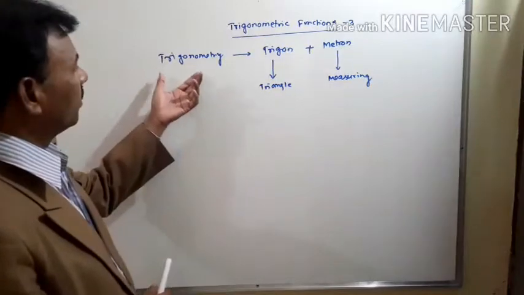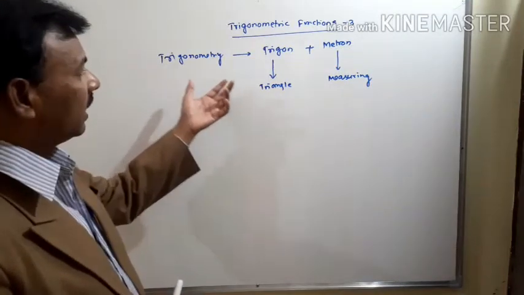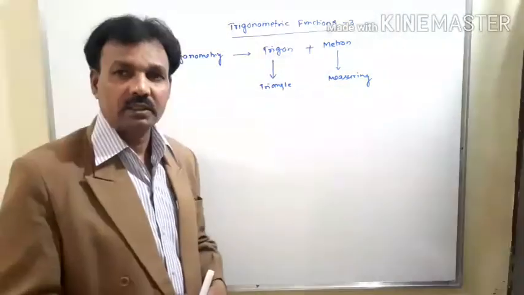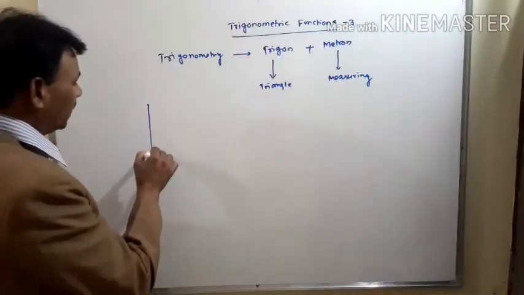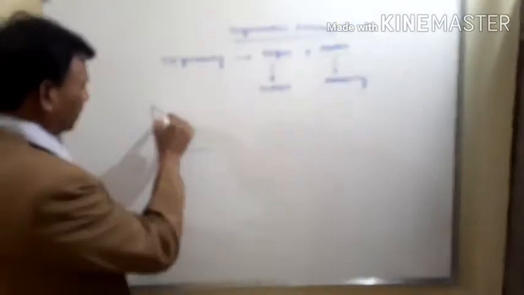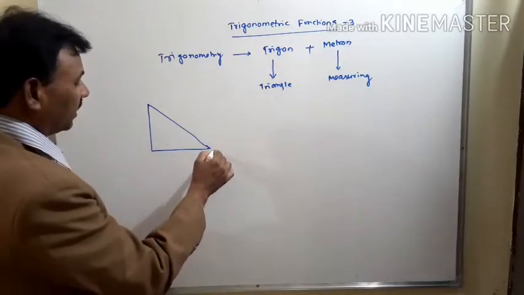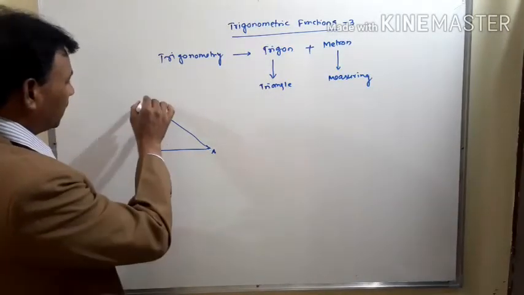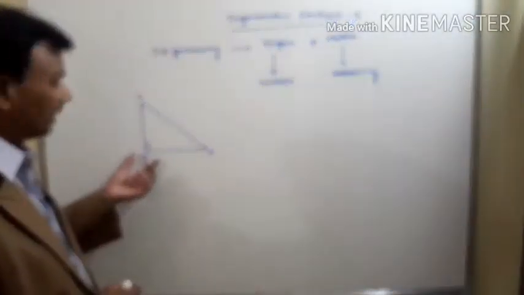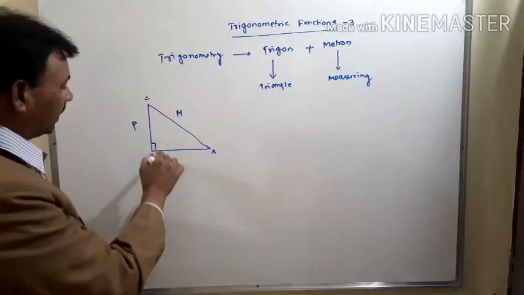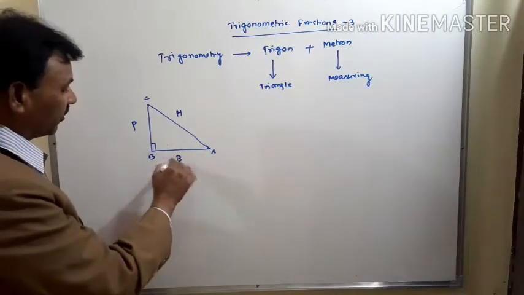Now basic trigonometry, which you have already studied in class 10th, is related to only right angle triangle, like this triangle ABC, where angle B is 90 degree. So AC will be the hypotenuse, BC will be the perpendicular and AB will be the base.